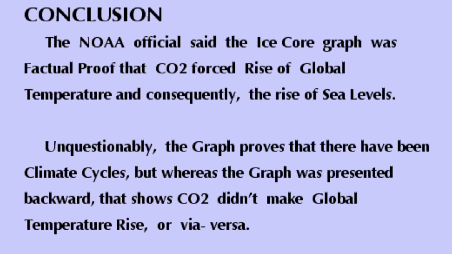Conclusion. NOAA said the ice core graph was factual proof that CO2 forced global rise of temperature and consequently the rise of sea levels. This is a false statement. Although the graph proves that there have been many climate cycles in the past, whereas the graph was presented backward by the experts, when presented correctly, the graph shows CO2 does not cause temperature to rise, nor vice versa.